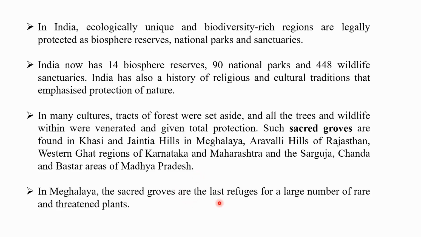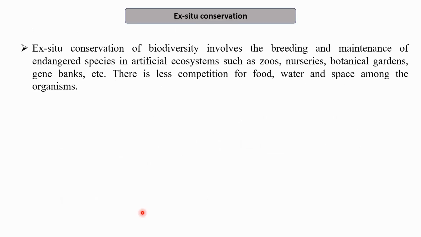In Meghalaya, the sacred groves are the last refuges for a large number of rare and threatened plants. There are certain rare and threatened plants that are actually the last refuges in the sacred groves of Meghalaya, where the people have their cultural sentiments attached to them and are therefore trying to protect them.